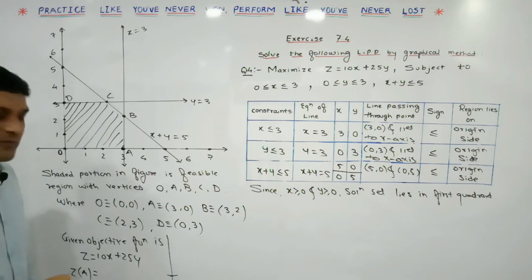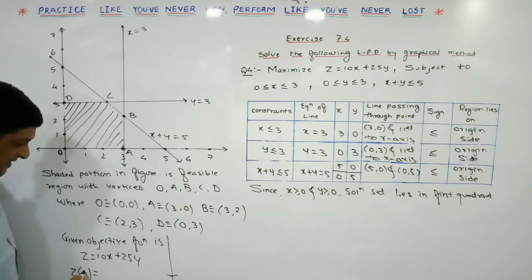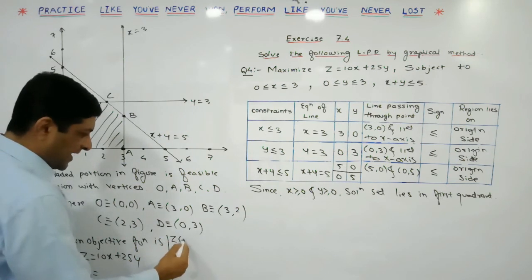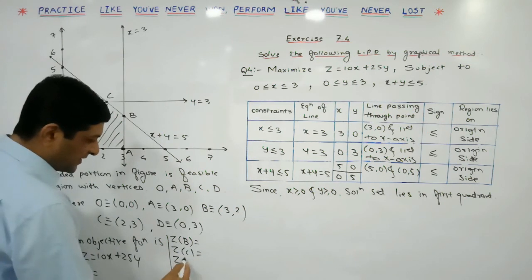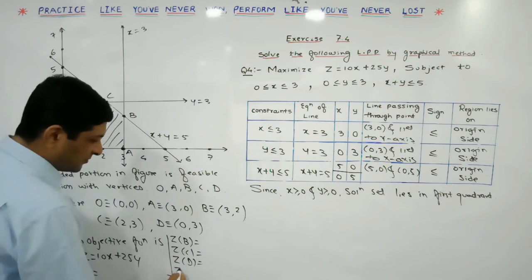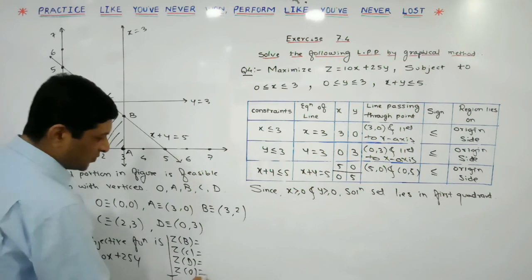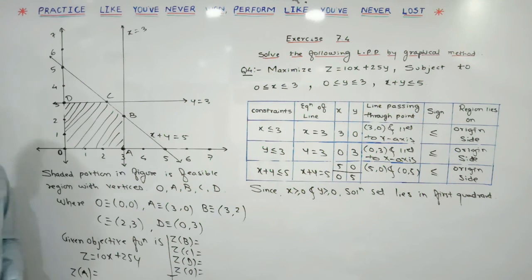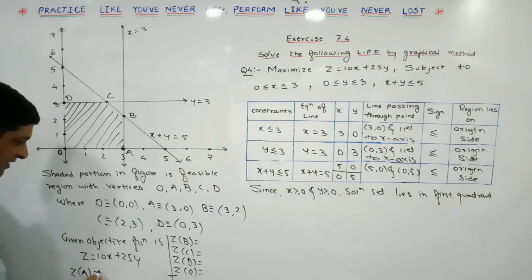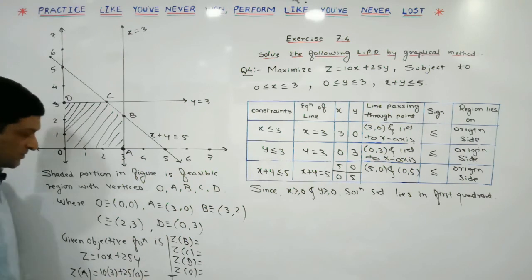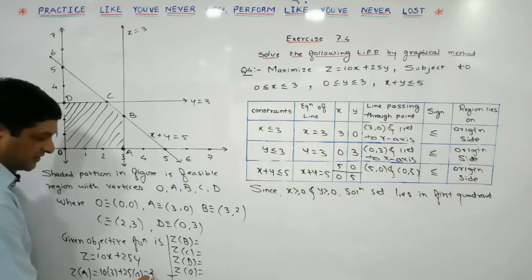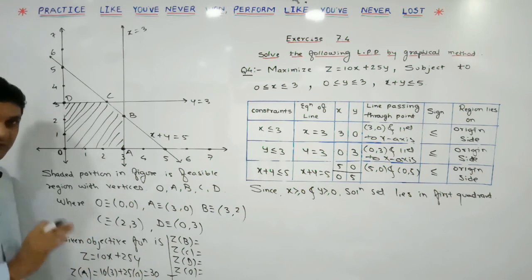Now let us find the value of this objective function at vertex A, then the value at the second vertex B, then the third vertex C, the fourth vertex D, and lastly the value at the fifth vertex O. Finding the value of the objective function at the vertices means substituting the coordinates of these vertices in this objective function. So keep 10 as it is. For the point A, what are the coordinates? (3, 0), so replace the x coordinate by 3 and the y coordinate by 0. This term becomes 0, and here 10 times 3 is 30. In this way we have got the value of the objective function at vertex A.